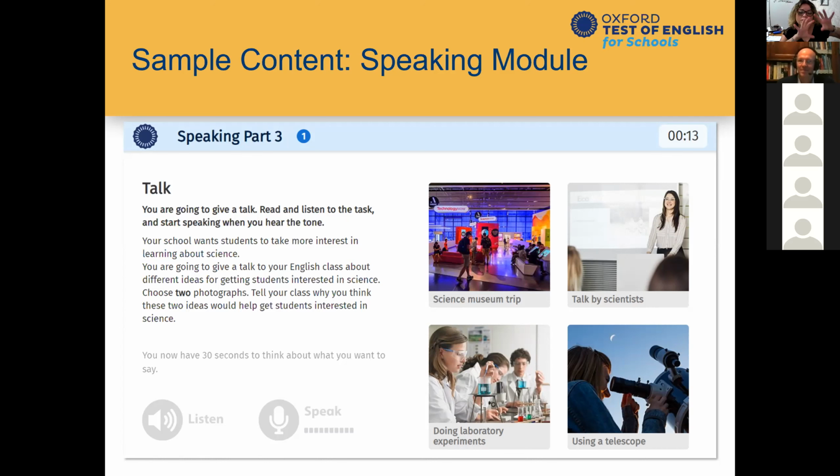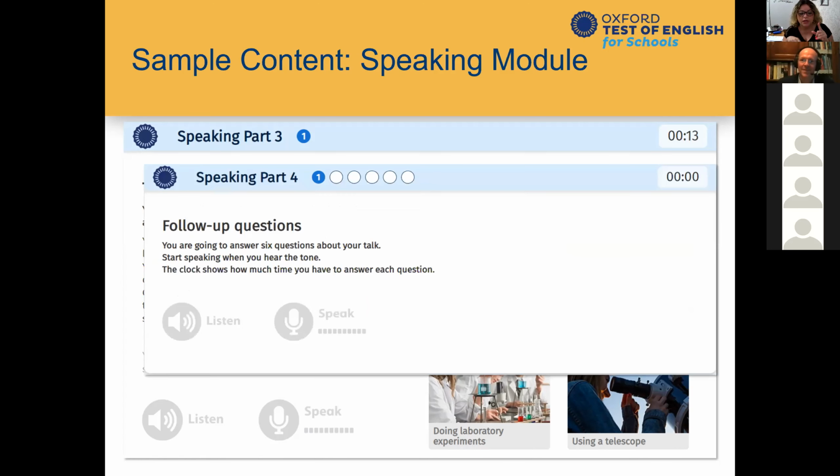And decide, okay, this is what I'm going to use so that I don't sound repetitive. Okay, excellent. Okay, don't sound repetitive. Okay, that's great. And then speaking part 4 is preguntas sobre lo que acabas de hablar. So they're all going to be related to the topic you were just talking about.